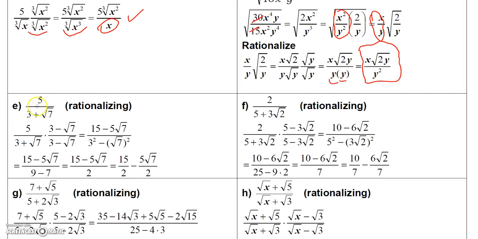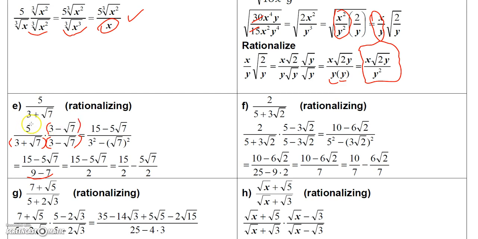And this is what I was showing you at the beginning. If I have 5 over 3 plus square root of 7, the way to eliminate the radical is to take the 3 plus square root of 7 in the denominator and then multiply it by the 3 minus square root of 7. And see what that does. Since that's difference of squares, it'll give me 3 squared minus the square root of 7 squared. And then that way I'll just get 9 minus 7 in the denominator. But I also have to multiply the numerator by 3 minus square root of 7.